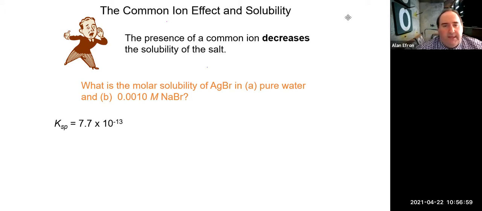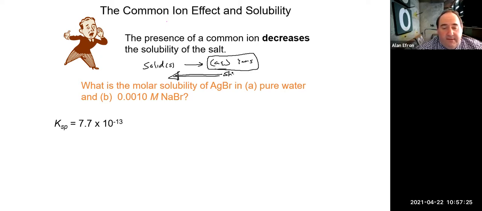How does that work in this case? If we think about the Ksp setup, remember we have solid on the left-hand side of the arrow and aqueous ions on the right-hand side. That means if we had a common ion, we would have some extra product. And our good friend Le Chatelier's principle tells us it would cause the equilibrium to shift to the left-hand side. When it shifts to the left, we now have more solid. More solid would decrease the solubility.